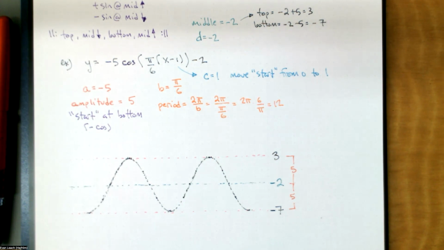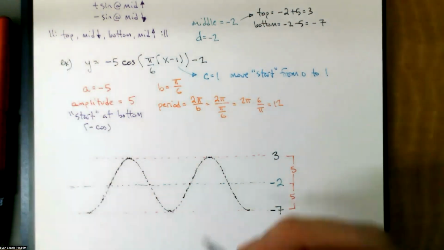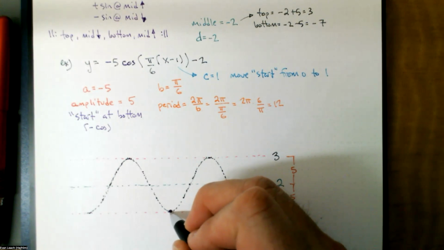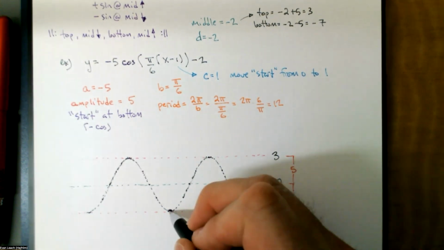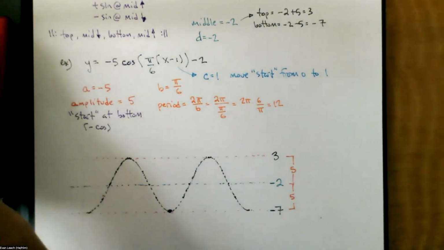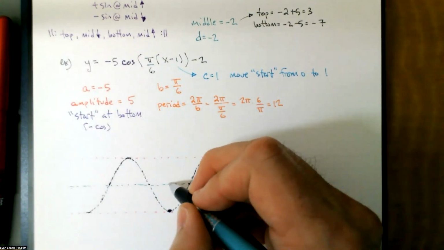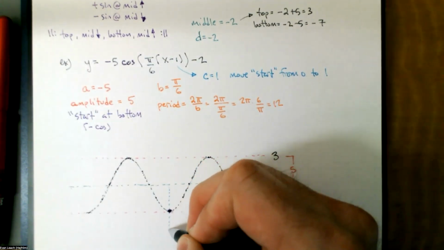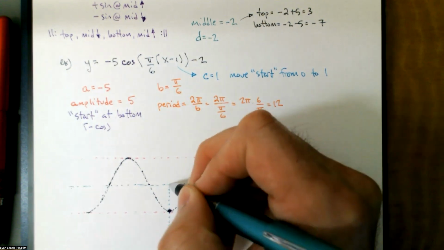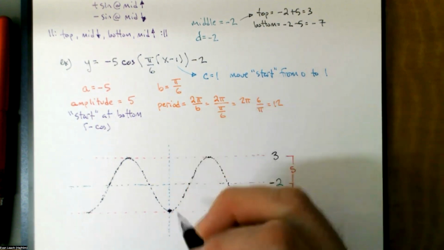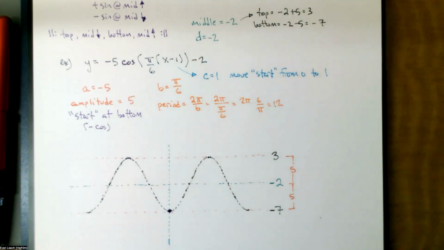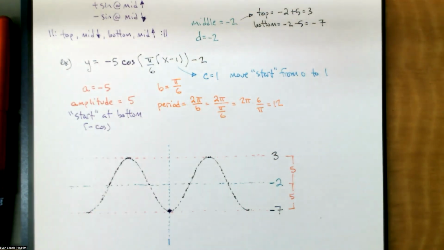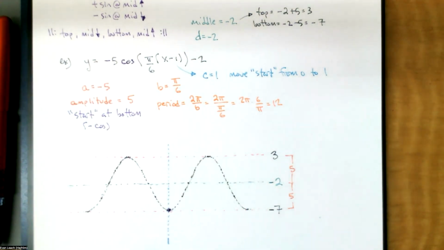I want to think of my starting point. Since we have a negative cosine, I want to put the starting point at the bottom. So I'm going to pick one of the bottom points and say this happens when x is equal to 1. Instead of starting at 0, we start at 1. That's where we hit the bottom.